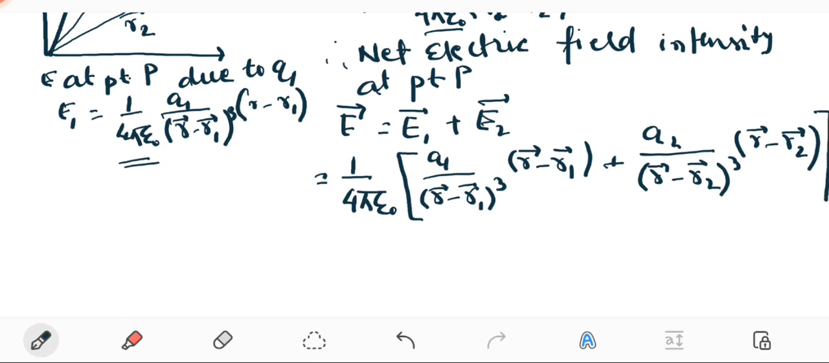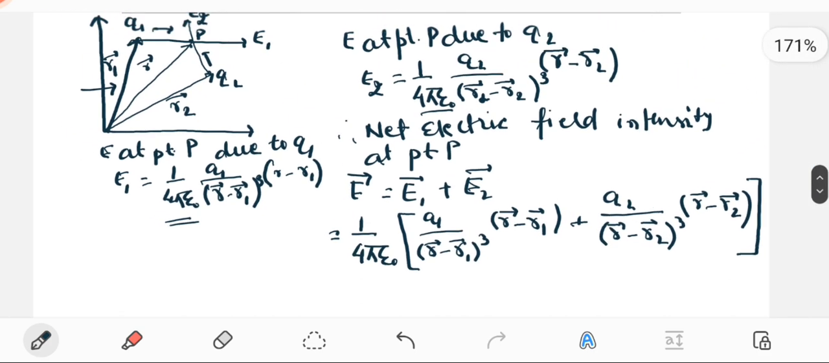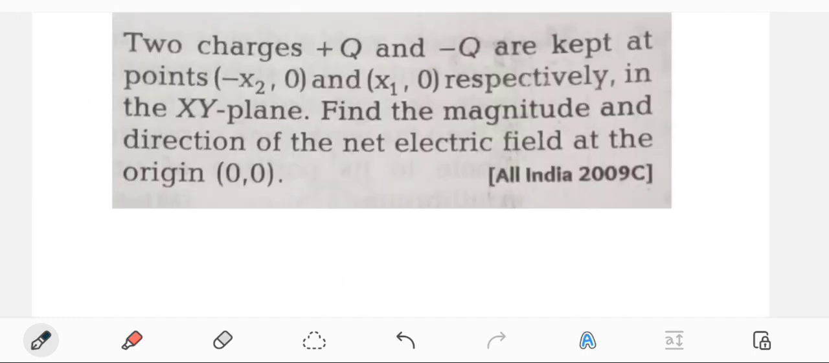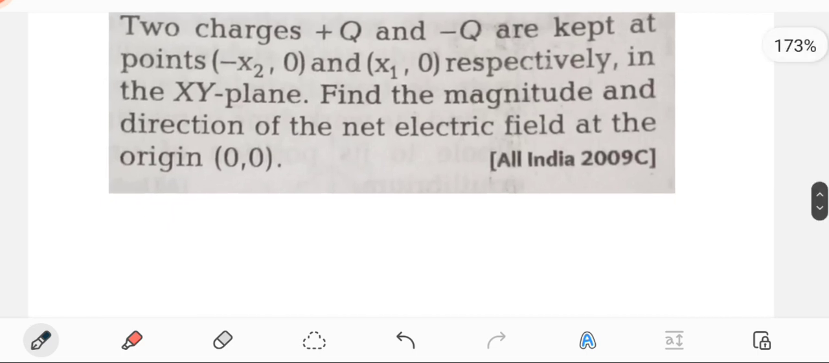So this is how we solve these kinds of questions. Hope you get it. Now let's move to the next question. The next question is again on the screen. Students, two charges plus q and minus q are kept at points minus x2, 0 and x1, 0 respectively.